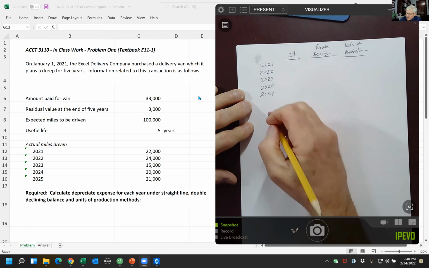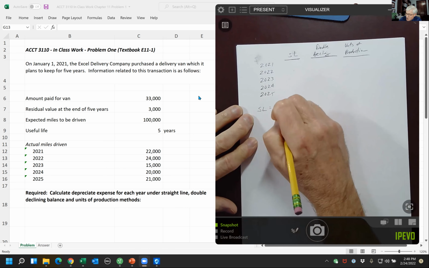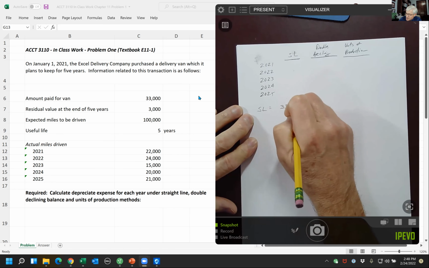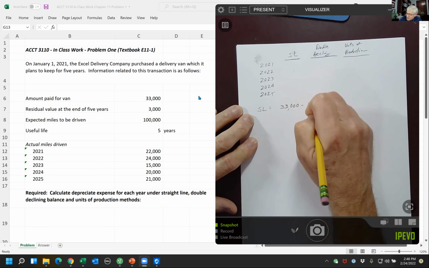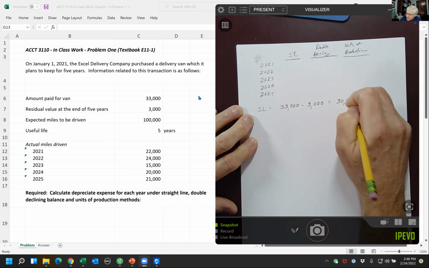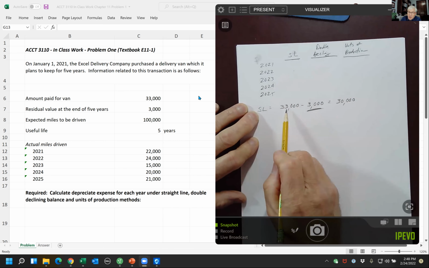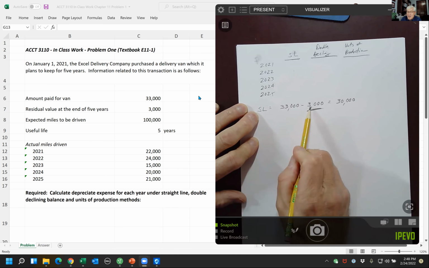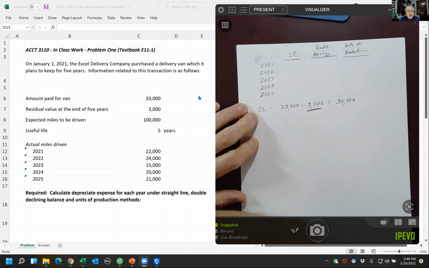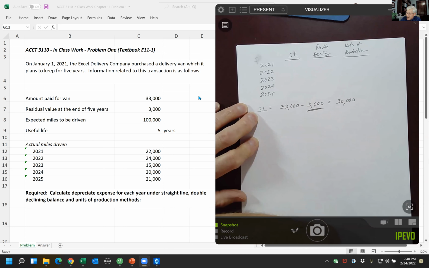Now, let's start with the straight line. Straight line, I've got depreciable cost, 33,000 minus 3,000, 30,000. And again, I talked about in a previous lecture, what's the real cost for our business? Well, we got to pay 33,000 up front. Hey, but we're not going to put our head in the sand. We know we're going to get 3,000 back later when we sell it. So the real cost is 30,000.